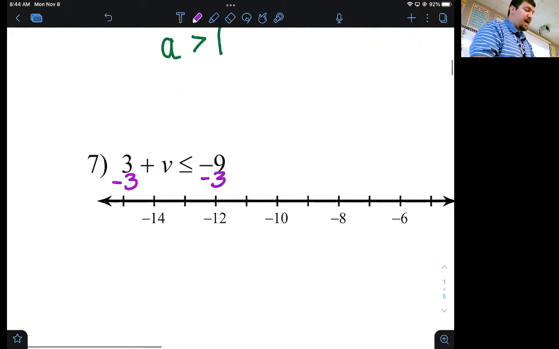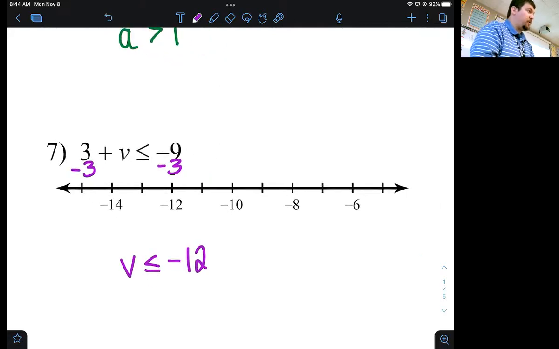Ella, does -9 and -3 join forces or go to war? Hey, they join forces to make -12. Yep, more negatives. Okay. Maddie Yentes, open or closed circle around the -12? Close it. Is V bigger or smaller? So shade to the left.